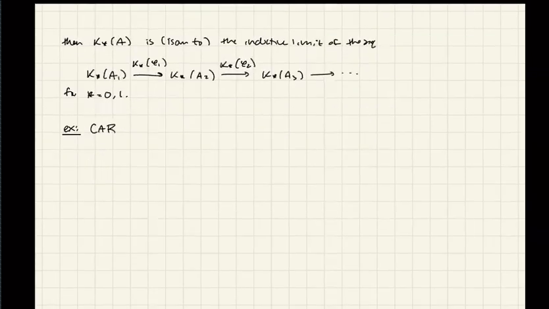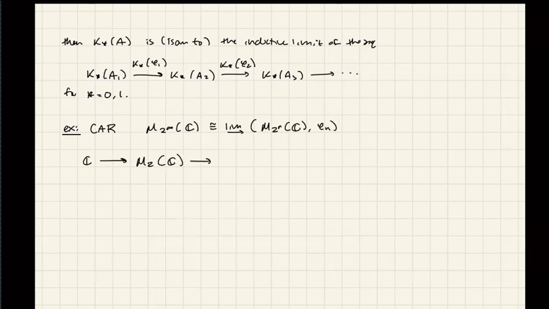And this is denoted by M to infinity. It is the inductive limit of the sequence of matrix algebras with specific maps here that I'll write out. Our sequence starts with the complex numbers, and then we go to 2 by 2 matrices over the complex numbers, and then 4 by 4 matrices. You can do 8 by 8, and so on and so forth.